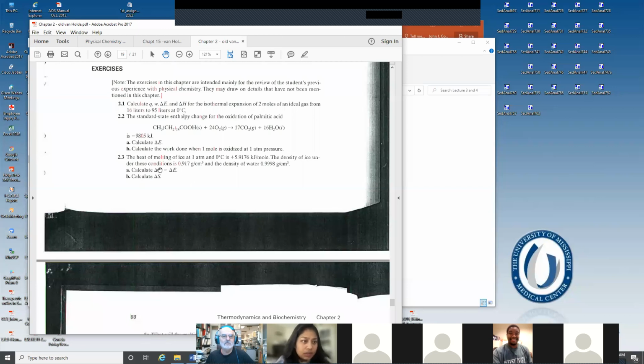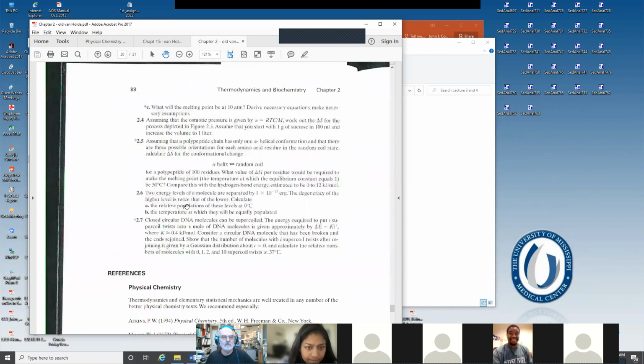So I'm going to share my screen again. That's where you did this delta H minus delta E, delta S. And then down here, there was the helix random coil calculation. And then there were the different supercoil twists. This is the one that I'm grading, because most of you have turned in problem 5, assignment 5.